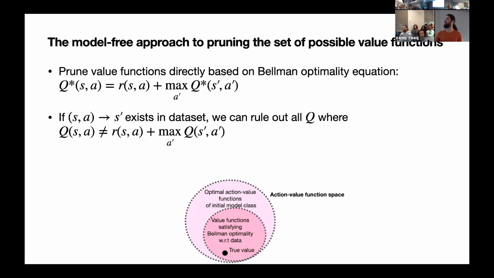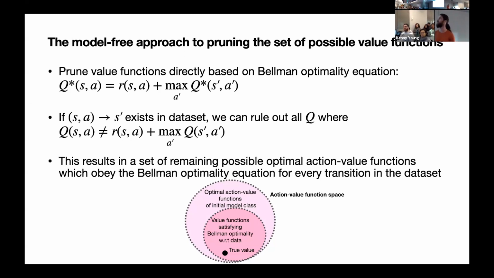So now if a particular state action next state tuple exists in the data set, then we can rule out every Q that essentially does not obey the Bellman optimality equation for that transition. And then this results in a set of remaining possible optimal action value functions that do obey the Bellman optimality equation for every transition in the data set.